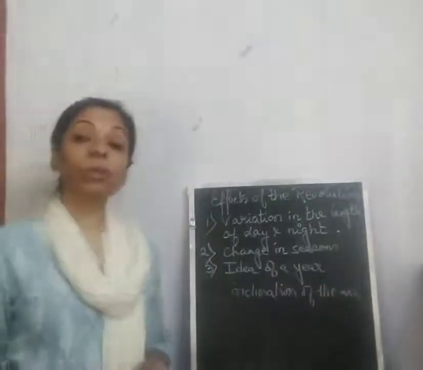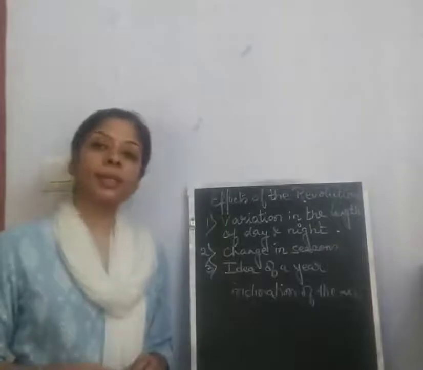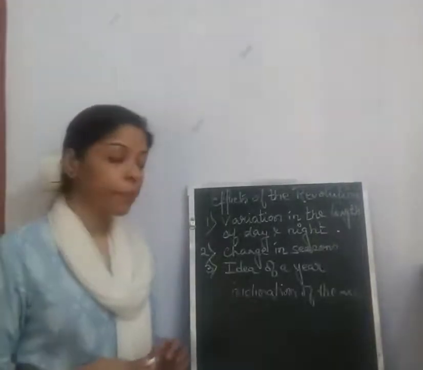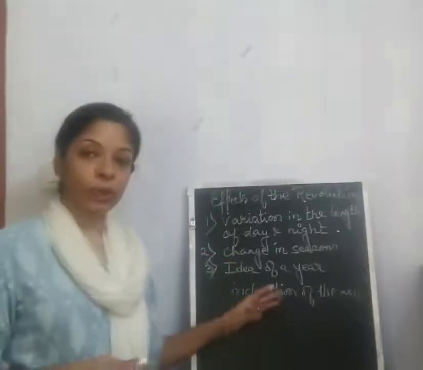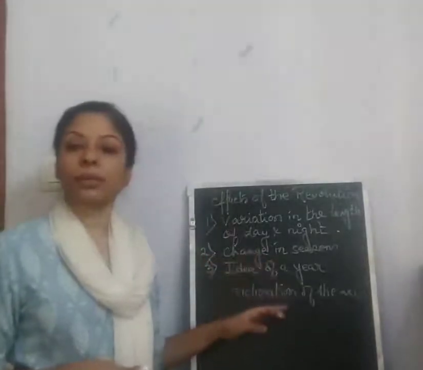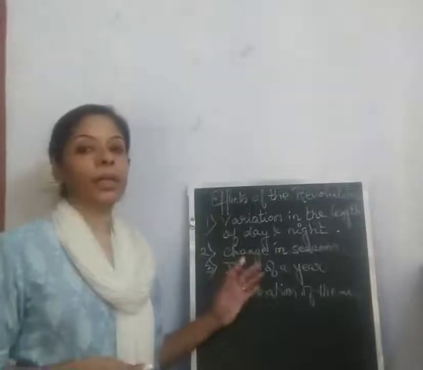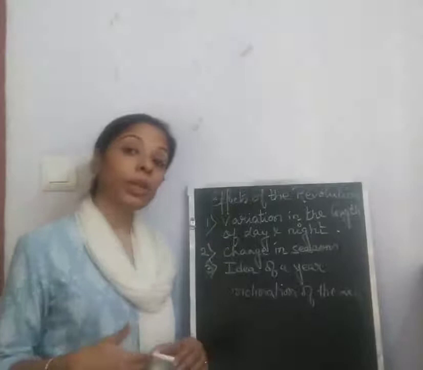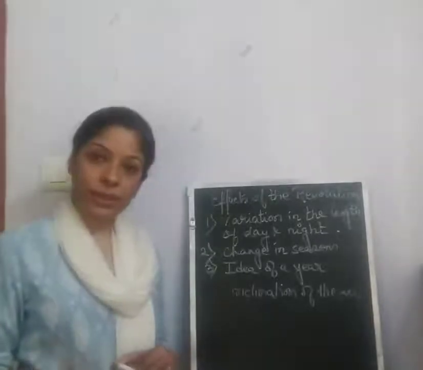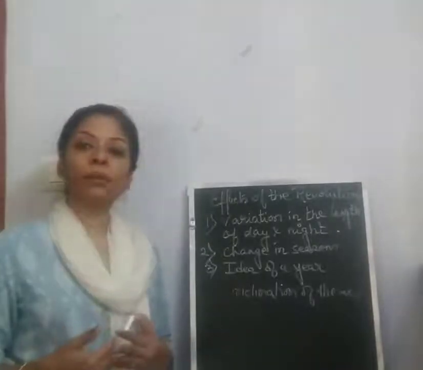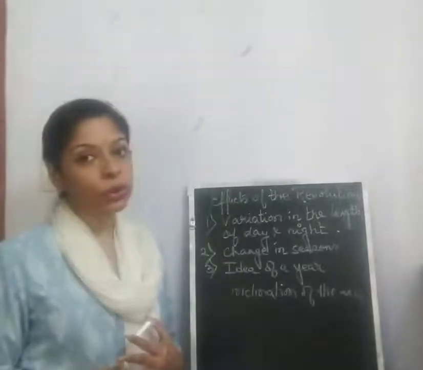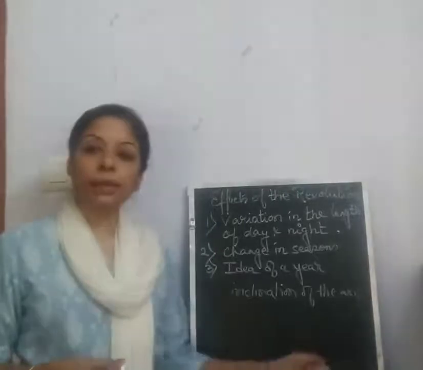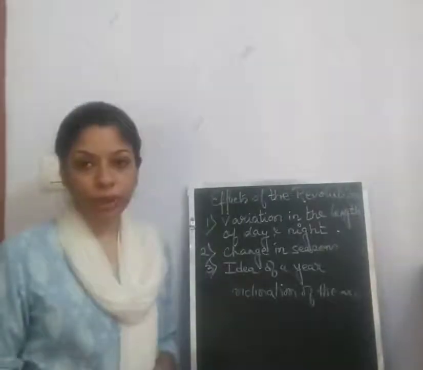As the Earth is not straight, it is tilted or inclined, and in this position it is revolving around the Sun. Because of this inclination of the Earth's axis at an angle of 66.5 degrees, we find that the amount of sun rays received by the Earth's surface varies, which in turn gives rise to change in seasons. So it happens mainly because of two reasons, the revolution and the inclination of the Earth's axis at an angle of 66.5 degrees.